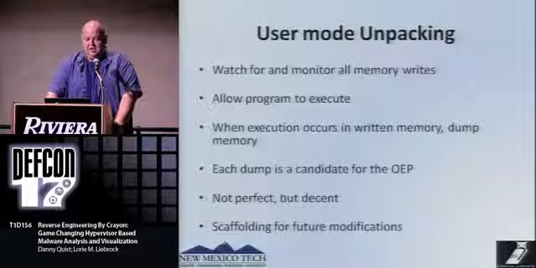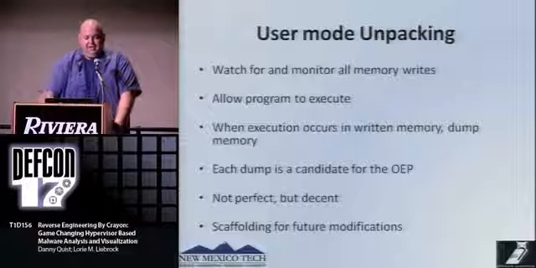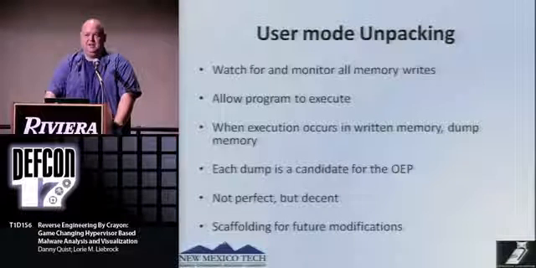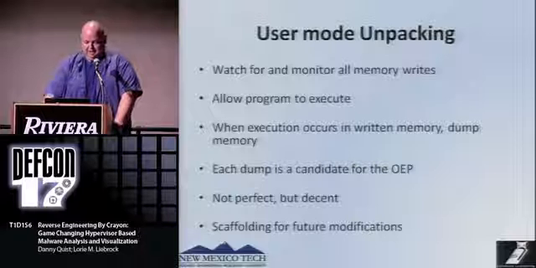So the user mode unpacking, all we're trying to do is watch for and monitor all the memory writes and executions. We keep all the memory writes inside of a hash table. Whenever we see an execution inside of one of those memory writes, we assume that it's a candidate original entry point, and then take a dump of the image.